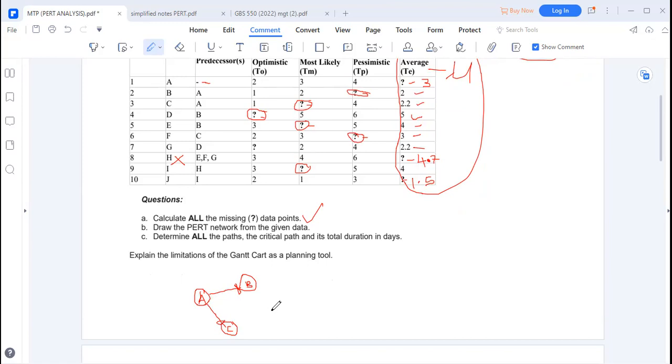Then after B, there are two things that came in. Okay, so after B, we had D and E. So from here, there was a D that came in after you completed that activity. And then there was actually E. So there's E at this point.